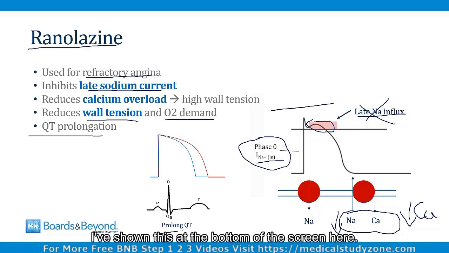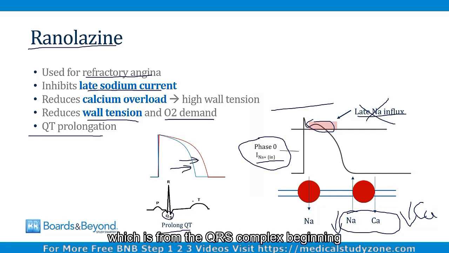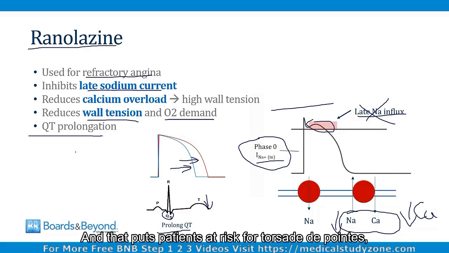The one side effect of this you should know about for your boards is it can prolong the QT interval. I've shown this at the bottom of the screen here. Drugs which change the cardiac action potential from the blue line here to the red line here will prolong the QT interval, which is from the QRS complex beginning to the end of the T wave here, and that puts patients at risk for torsade de pointes, a life-threatening cardiac arrhythmia.